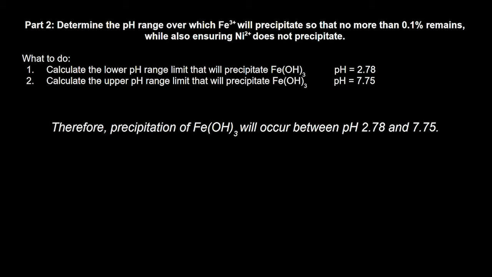So to answer the question, the pH range that will precipitate iron hydroxide while ensuring nickel hydroxide doesn't actually precipitate will be between a pH of 2.78 and 7.75.